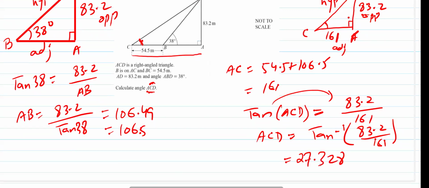Which will be 27.3, because for this angle, up to 1 decimal place will be enough. Okay, so I hope now the use of SOH CAH TOA and the Pythagoras theorem is clear for you guys. Yes? If not, we will still have practice in different questions, so the issues will be cleared.